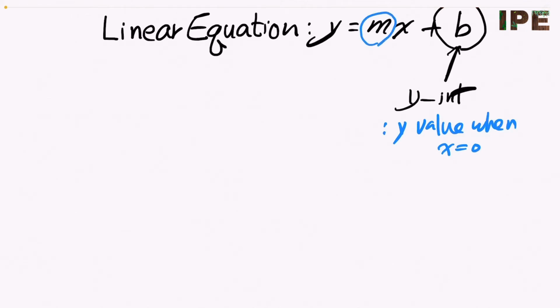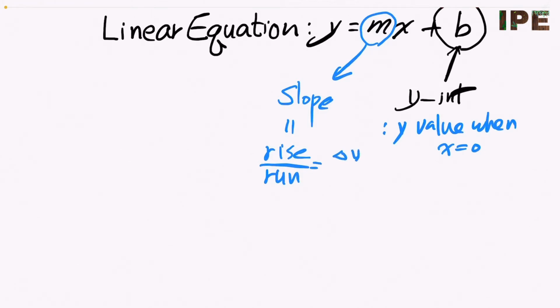What does m mean? This m is a very important thing. We call m the slope. So what is slope? Slope's definition is rise over run. In other words, rise means change of y over change of x. If you have 2 points, x1, y1 and x2, y2, how can you find the slope between 2 points? This is the formula: y2 minus y1, which is change of y, over x2 minus x1, which is change of x. This is the slope.